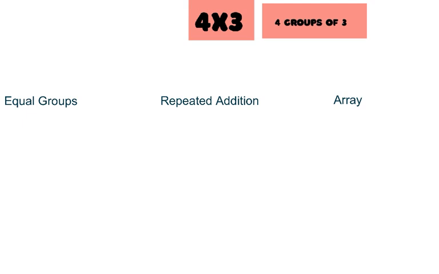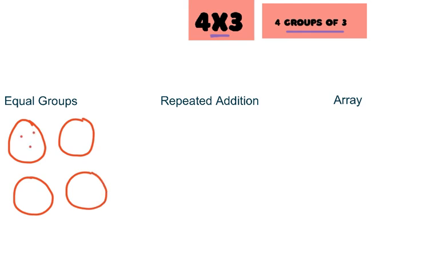We have 4 times 3, or in other words, 4 groups of 3. Groups of is replacing the multiplication sign just so that we can make sense of what these multiplication facts are requiring us to do. So equal groups, I should have 4 groups, and in each of those groups, I should have 3 objects.